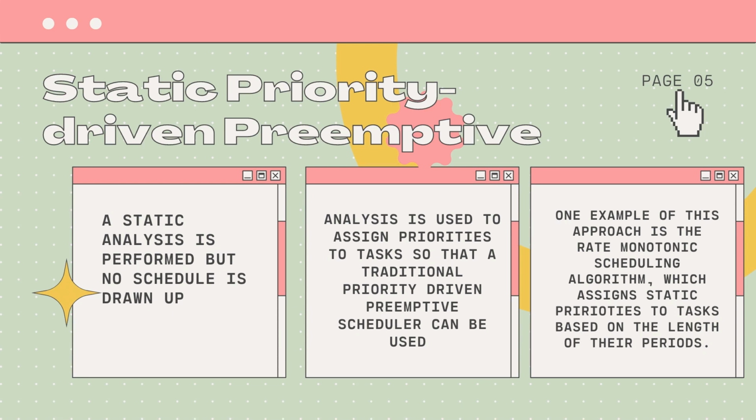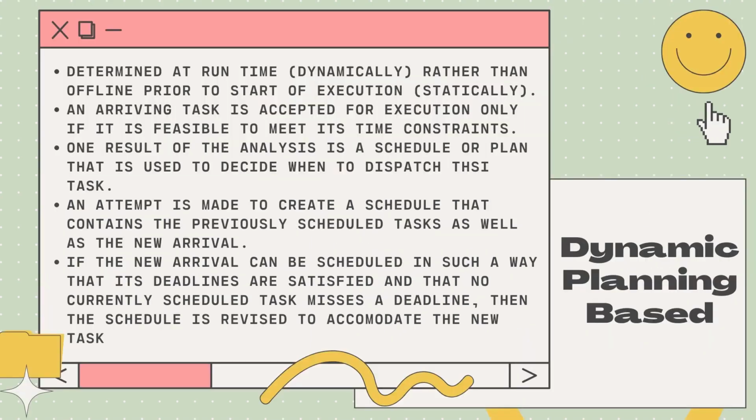length of their periods. For the dynamic planning based, it is determined at runtime rather than offline prior to the start of execution. An arriving task is accepted for execution only if it is feasible to meet its time constraints. One result of the analysis is a schedule or plan that is used to decide when to dispatch this task. An attempt is made to create a schedule that contains the previously scheduled tasks as well as the new arrival. If the new arrival can be scheduled in such a way that its deadline is satisfied and no currently scheduled task misses a deadline, then the schedule is revised to accommodate the new task.